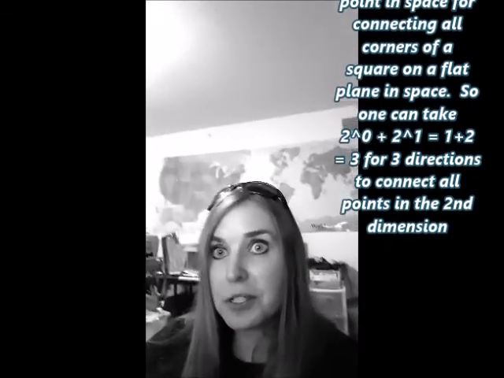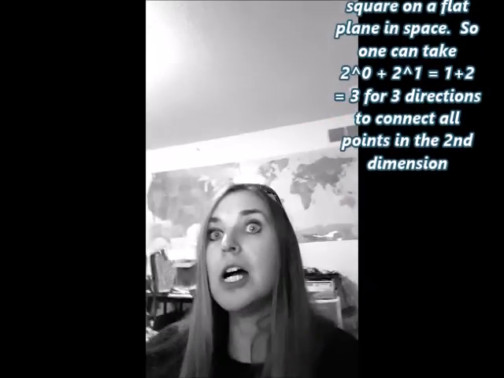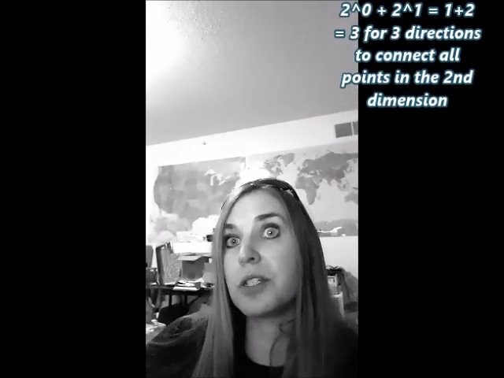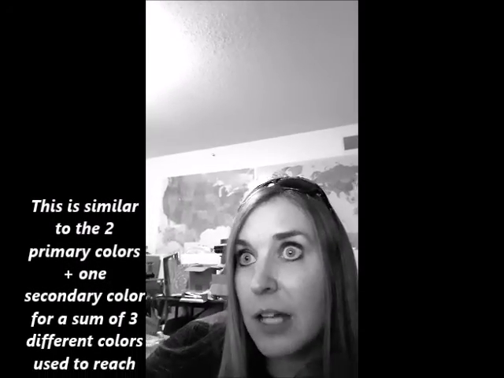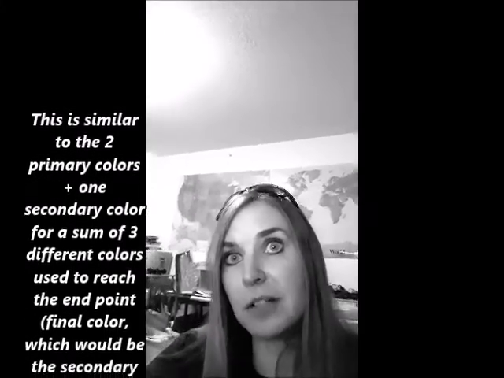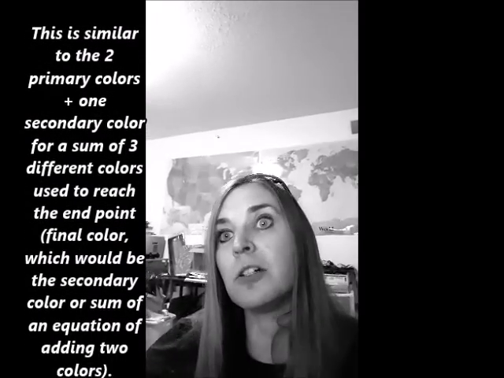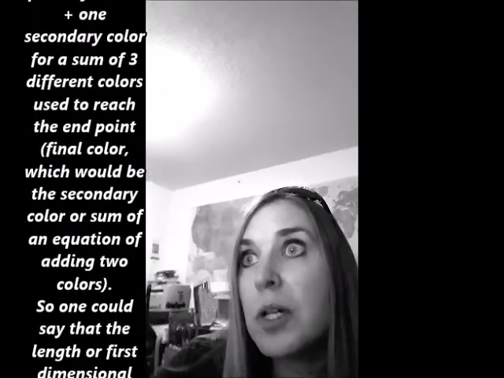So one can take 2 to the 0th power plus 2 to the 1st power equals 1 plus 2 equals 3 for 3 directions to connect all points in the second dimension. This is similar to the 2 primary colors plus 1 secondary color for a sum of 3 different colors used to reach the endpoint, the final color, which would be the secondary color or sum of an equation of adding 2 colors.